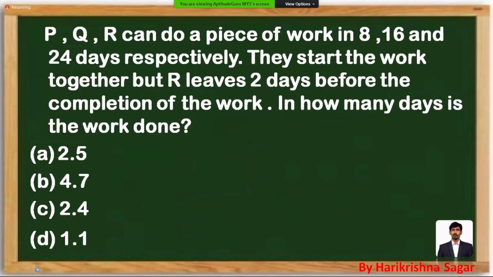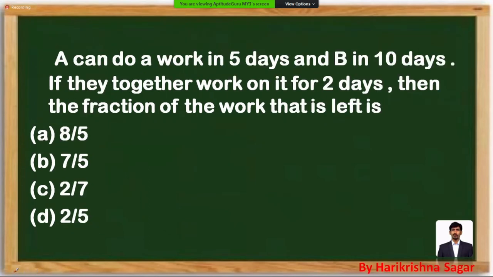Look at the next question available on the screen. Very simple question. A can do a work in 5 days. A can do a work by taking 5 days of time. B can do the same work by taking 10 days of time.